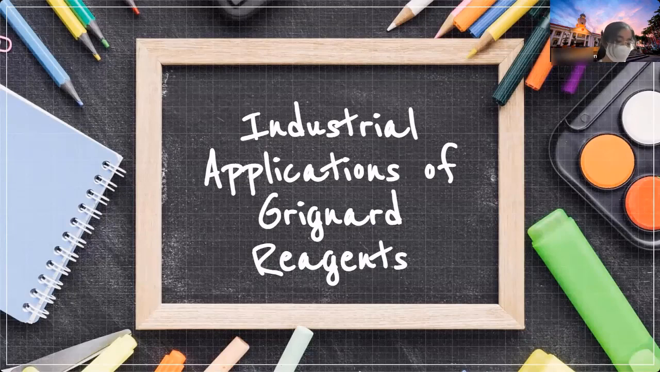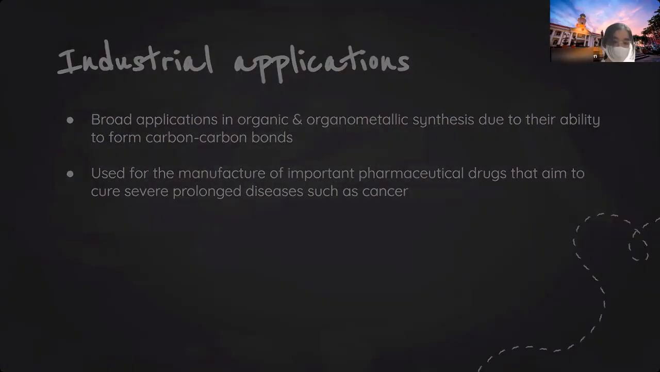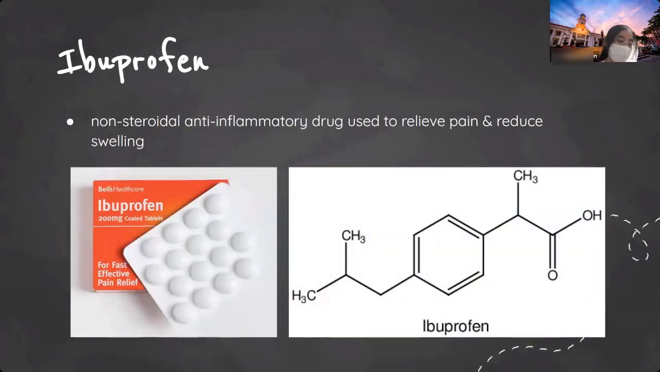Now, I will be sharing more about the industrial applications of the Grignard reagent. Due to its ability to form carbon-carbon bonds, Grignard reactions are very essential in the synthesis of organometallic products. It is most widely used in the manufacture of pharmaceutical drugs. For example, Grignard reagents are used to synthesize ibuprofen, which is an anti-inflammatory drug that relieves pain and reduces swelling.